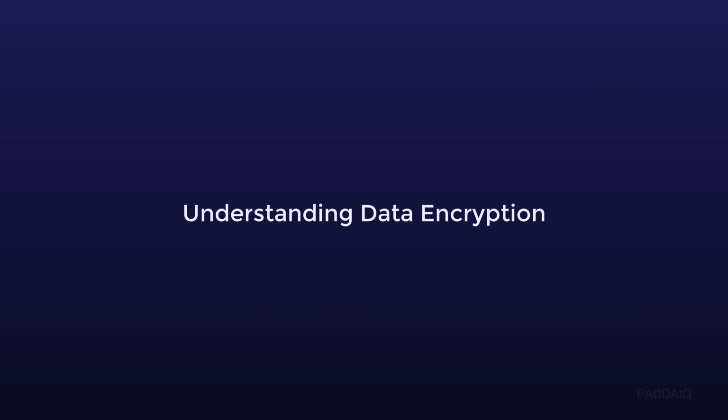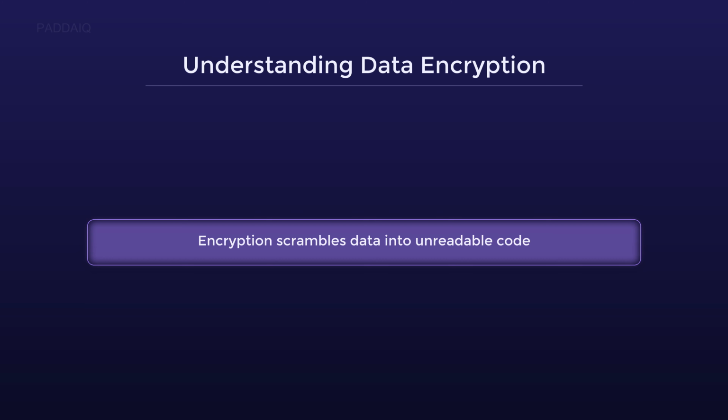Understanding data encryption. Encryption scrambles data into unreadable code. This means it transforms your information so only authorized people can read it using a special key. For example, when you send a private message online, encryption turns it into gibberish during transit. This essential process keeps your sensitive data secure from unauthorized access.